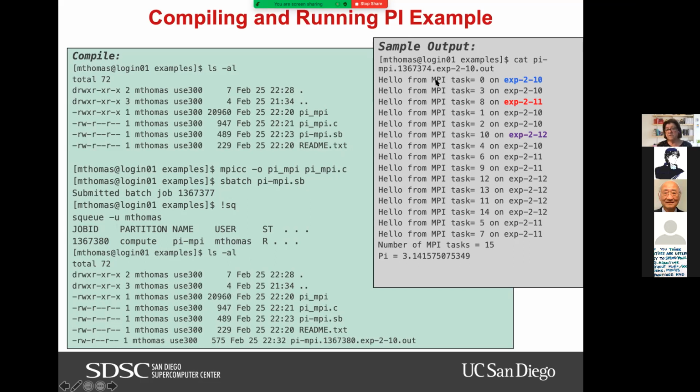And what's in it is hello MPI from task zero on Expanse. Notice I've got three different nodes. So I asked for 15 tasks on three different nodes. And you can see that they all have a different task number. That's their rank. And some of them are running on different nodes. So it's distributed across nodes and using multiple cores on the node.